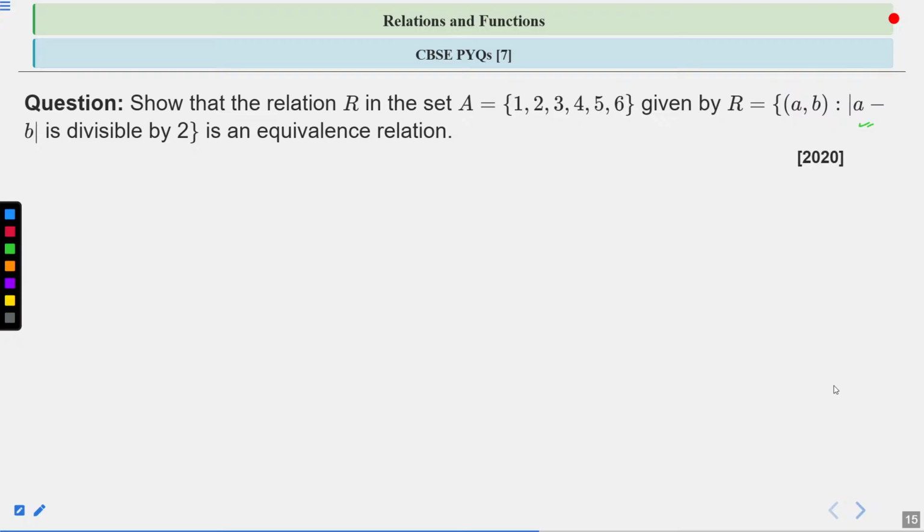We know the condition of equivalence relation. It must be reflexive, symmetric and transitive. So we can discuss reflexive again. For reflexive, what is the condition? (a, a) must belong to R for all a belonging to A. That is, (1,1), (2,2), (3,3), (4,4), (5,5) and (6,6) must lie in relation R. Clear?